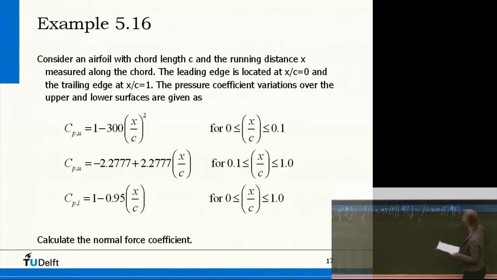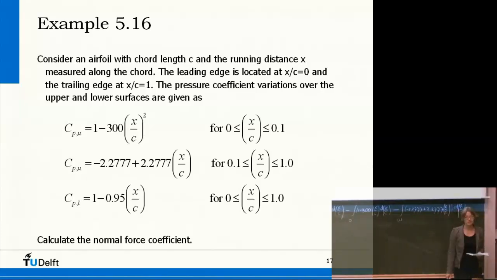And then again minus, and the other one still minus: the integral from 0.1 to 1 of the other one, (minus 2.2777 plus 2.2777 x over c) d(x over c). Questions about this? Now it's straightforward, right? I'll do it quickly.